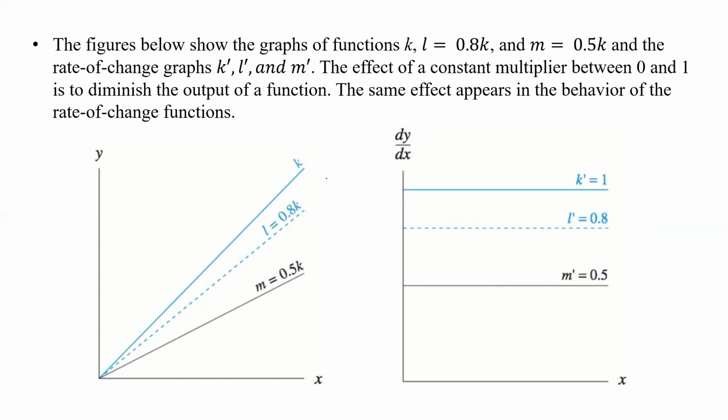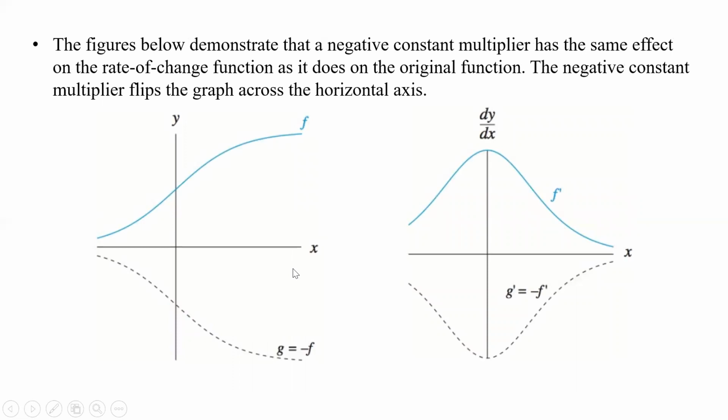It's a constant multiplier, basically, and we're pulling it out in front. And so then we're looking at 0.8 times the derivative of k, and 0.5 times the derivative of k, okay? And what if we take and multiply by a -1? Okay, well, here's our original function. We multiply by a -1. What it does is it flips it over the axis here.